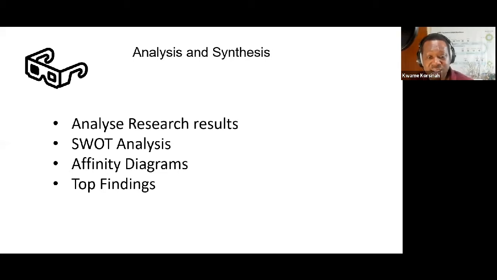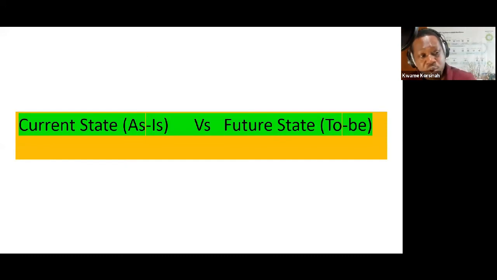From our SWOT analysis, we could then draw affinity diagrams, grouping the analysis into various columns that we want to focus on. And then if there are any insights we've drawn, we can start identifying some top findings. And the top findings are things we'll prioritize and work on with the customer. With all this analysis, you are moving from your current state into your future state. What is the current state? What's the potential future state?